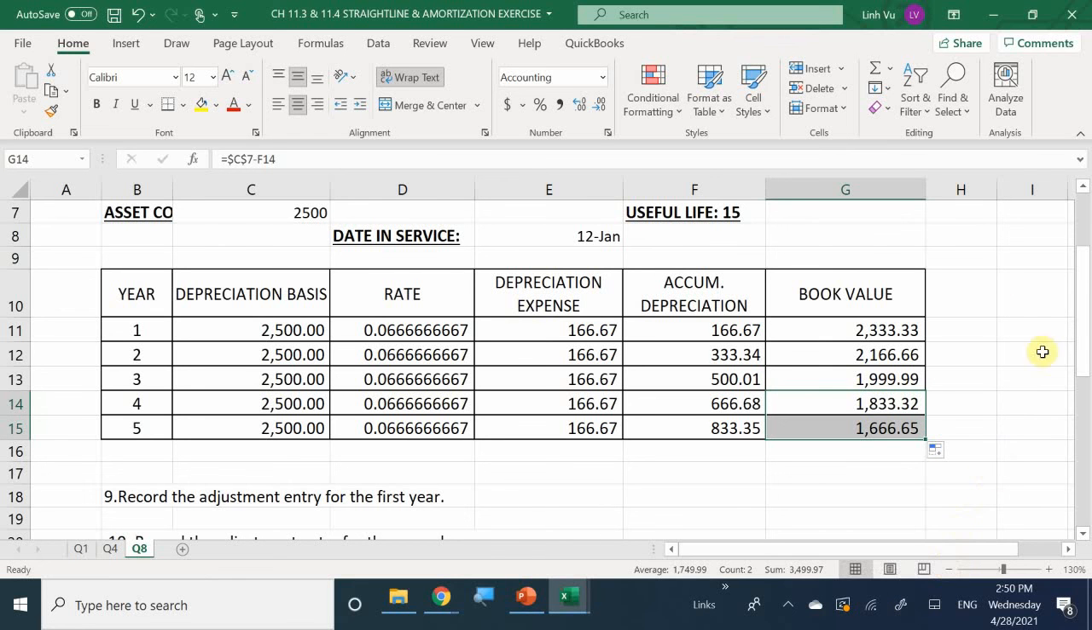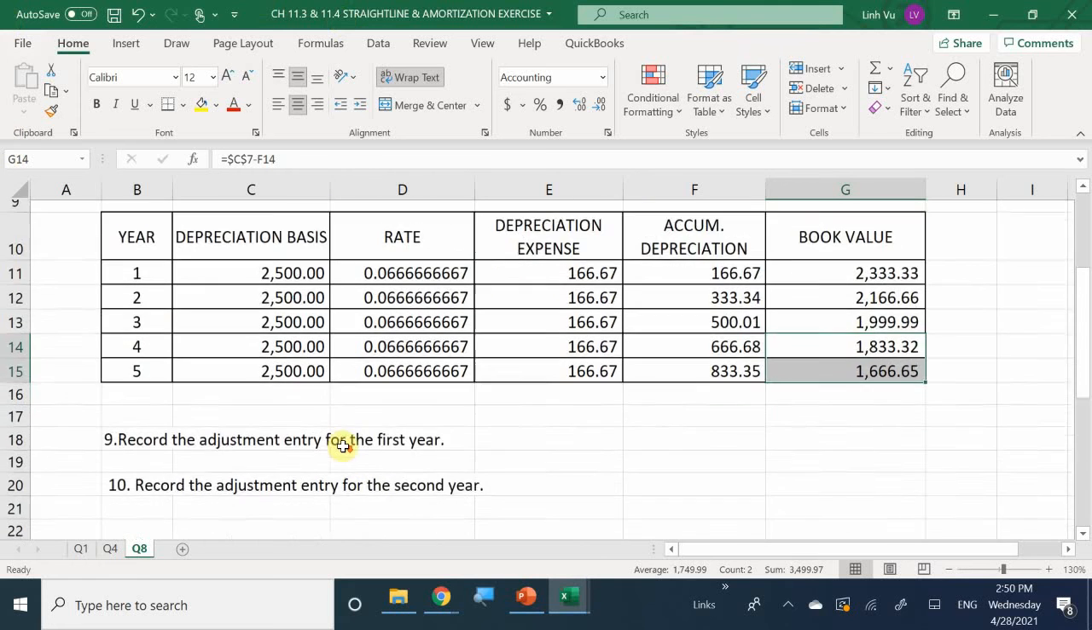Okay, no worries. All right, see? Easy peasy lemon squeezy, okay? The easiest type of depreciation method, and it's the widely used one, okay?